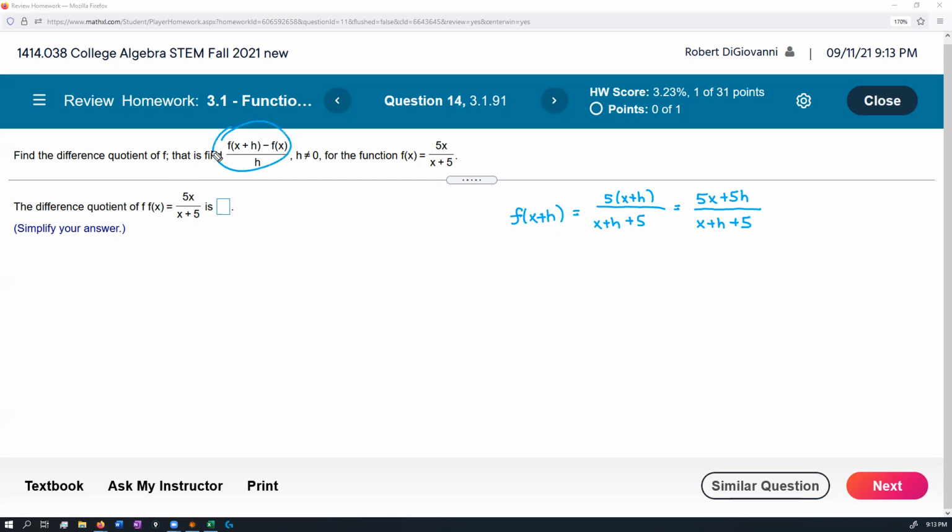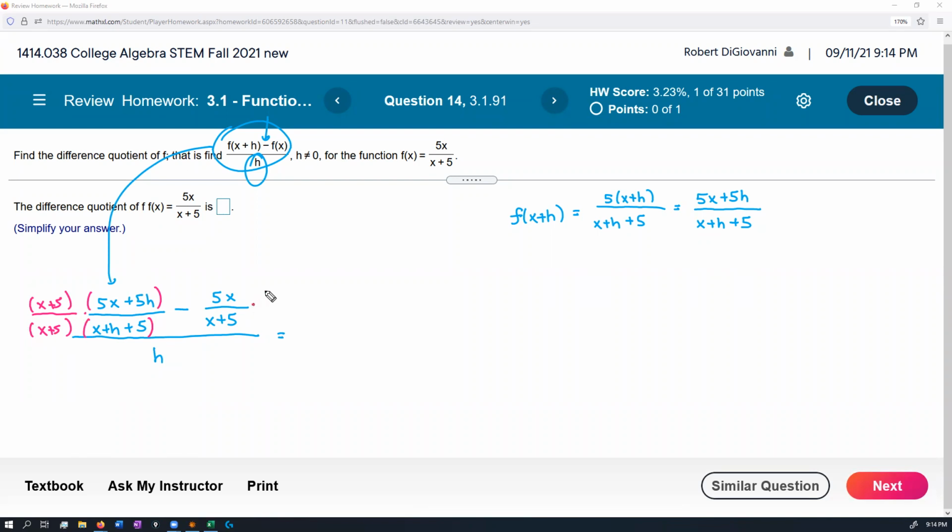So now let's go ahead and put this together. So this is going to be what we just got, 5x plus 5h over x plus h plus 5, minus, that's the minus sign, f of x, which is the original function, but then all of that over h, that's this part here. Okay, so now again, let's get a common denominator. So I have to multiply this by the other denominator, x plus 5, and the x plus 5 here. And then over here, we have to multiply, unfortunately, by x plus h plus 5, the other denominator.